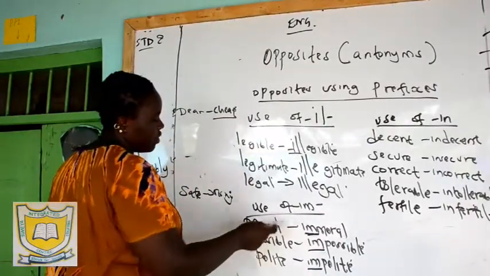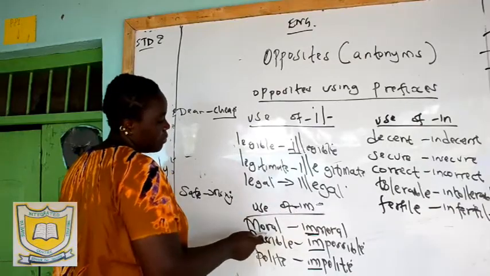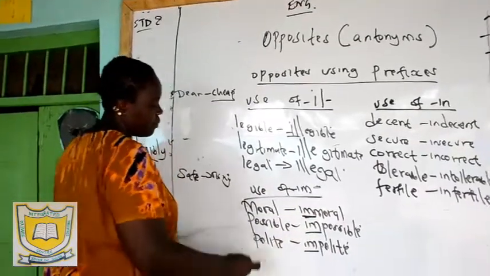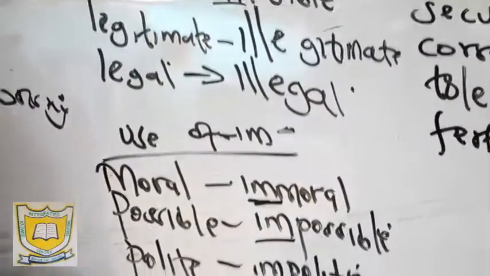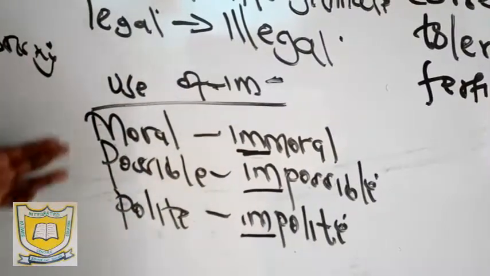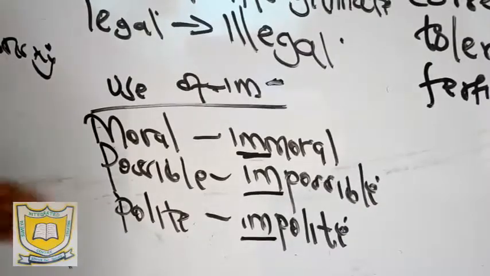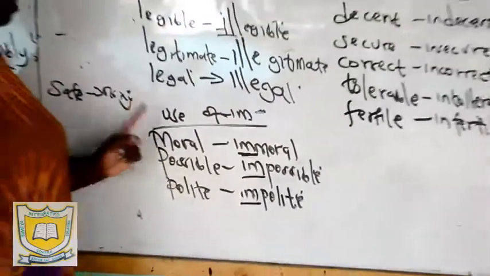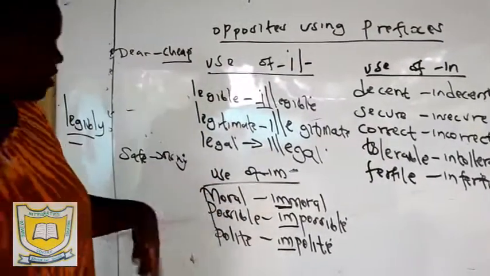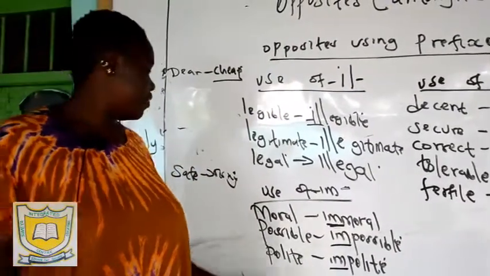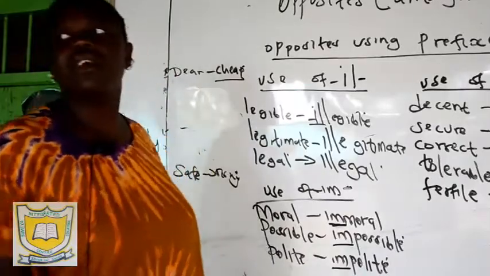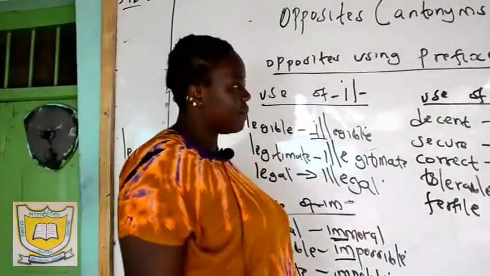Now we have use of "im", and we've come up with moral, immoral, possible, impossible, polite, and then impolite. I'm just trying to give out the examples of some words that are going to take prefix "im" to come up with their opposites. Moral, if something is not moral, it is immoral. Possible, if something is not possible, it is impossible. If you are not polite, we say you are impolite.